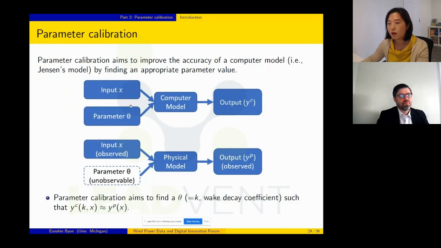So in the computer model, we have input X, like wind speed or wind direction, turbulence intensity, and we have a parameter like the decay parameter, and the output is, let's say, wind speed or wind power at downstream turbines. And from an operating wind farm, in the physical process, we also have data. So we want to find the wake decay coefficient such that the output from Jensen's model matches the output from actual data.